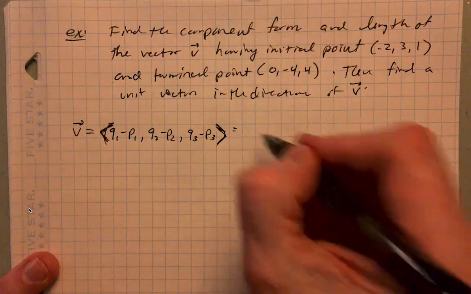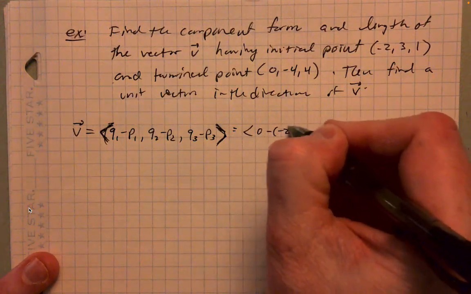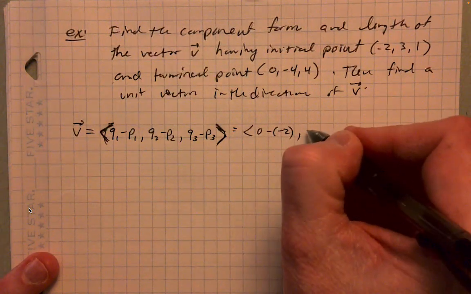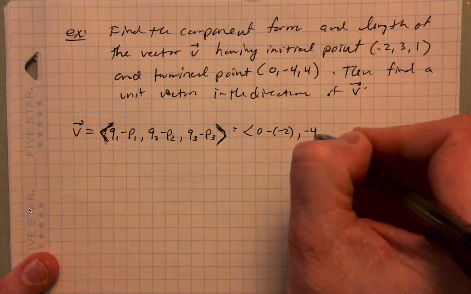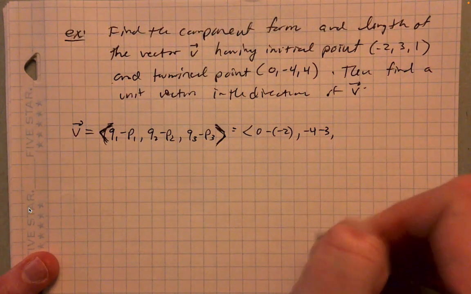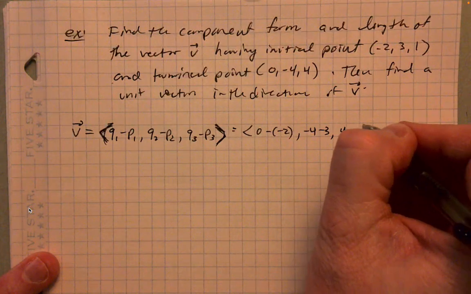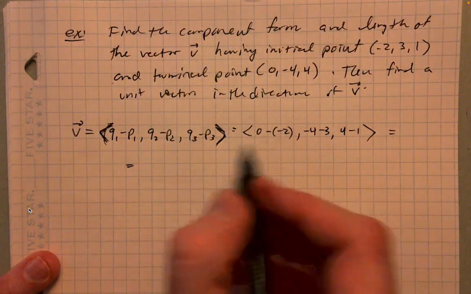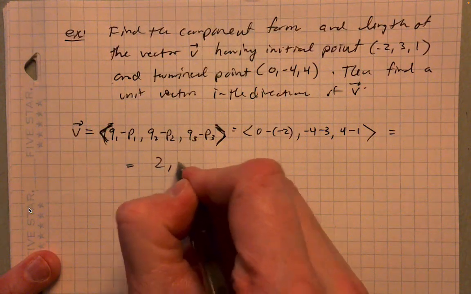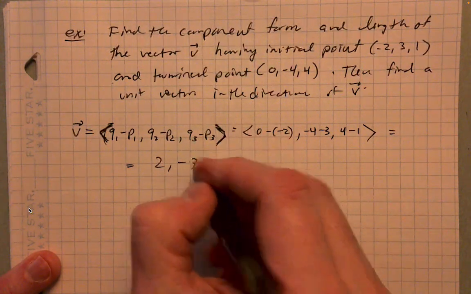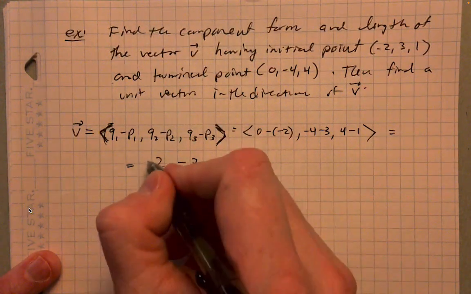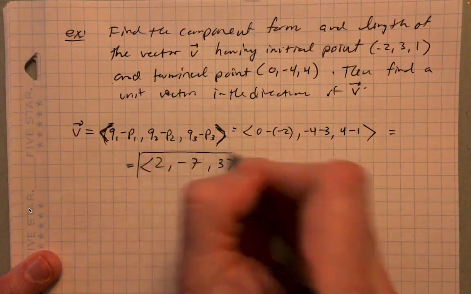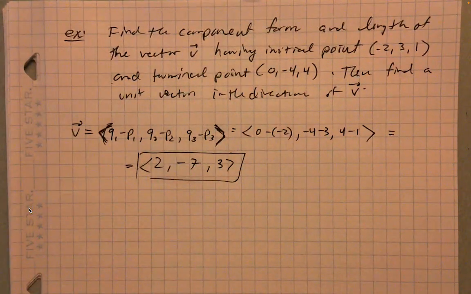Okay, so in our case, it's going to be 0 minus -2, comma, and then it's -4 minus 3, and then it's 4 minus 1. Okay, and so you should get 2, -7, and 3. Okay, so that's the component form of v.